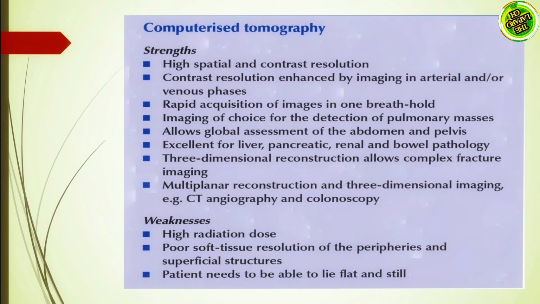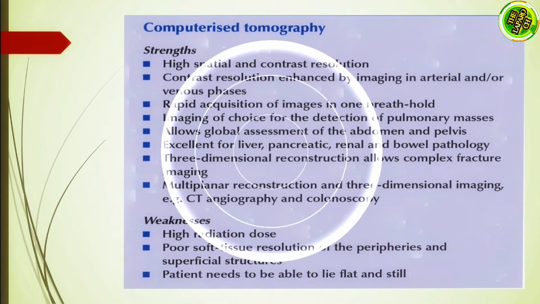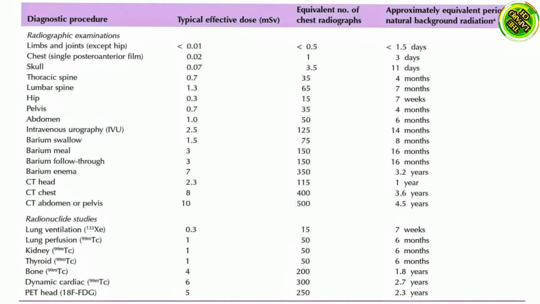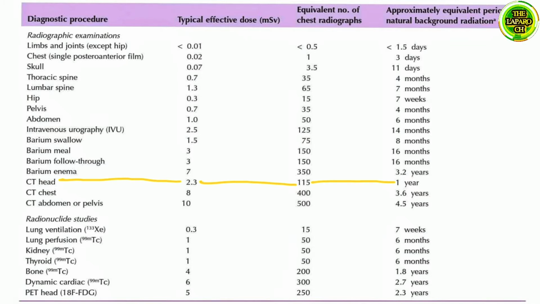While its demerits are that a high dose of radiation is used, soft tissues in the periphery are less enhanced and the patient has to lie still all the time. Let's have a look at the dosage of radiation that we give during CT scans. A CT scan of the head gives a very high dosage of radiation, equivalent to 115 chest X-rays done simultaneously. Otherwise, a normal person would take a year to get a similar amount of radiation from nature.